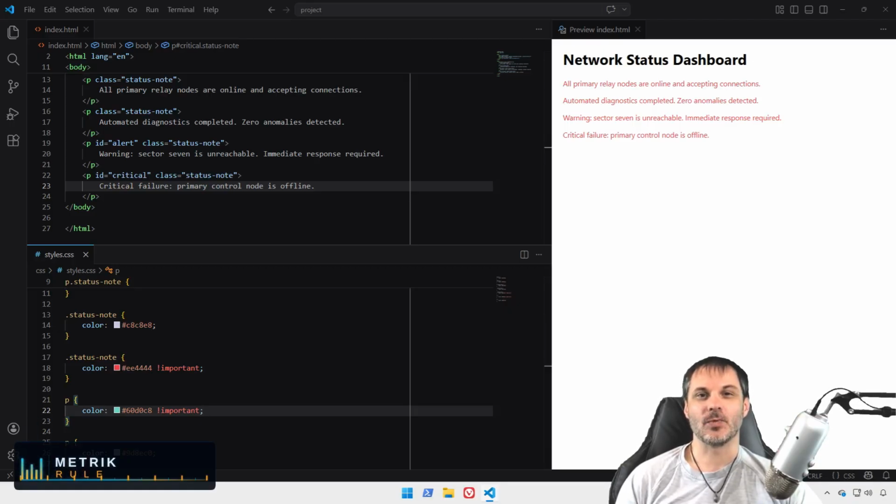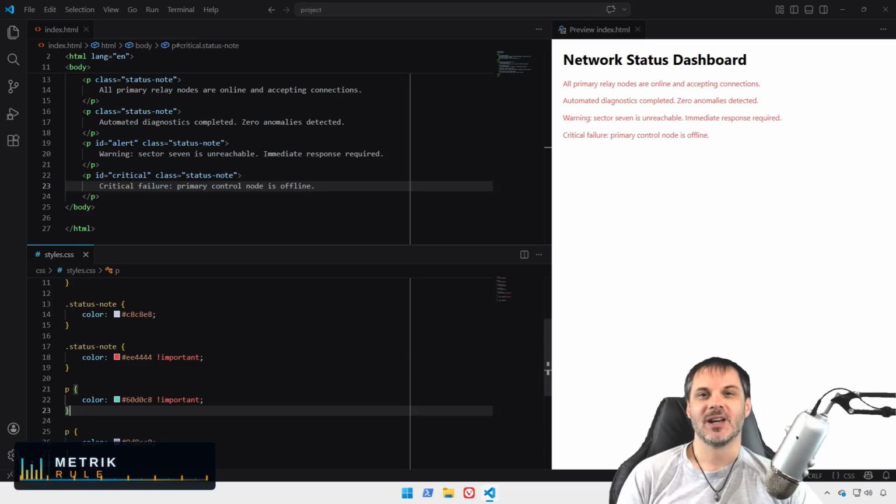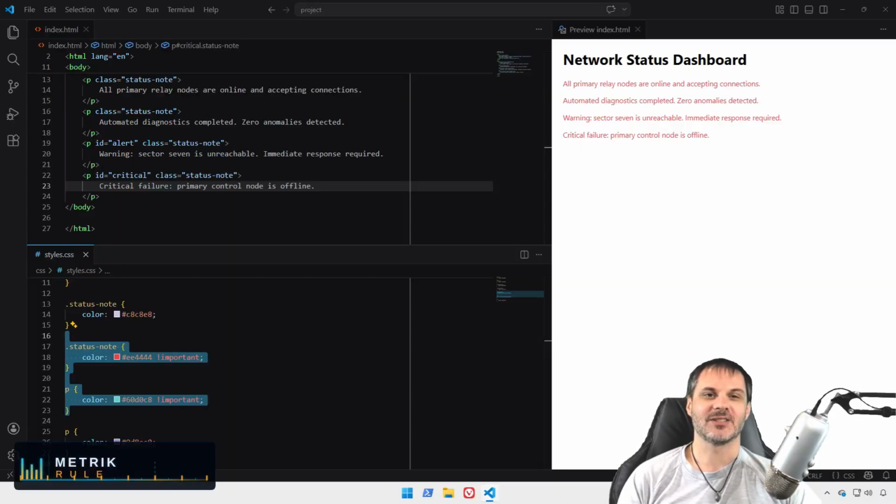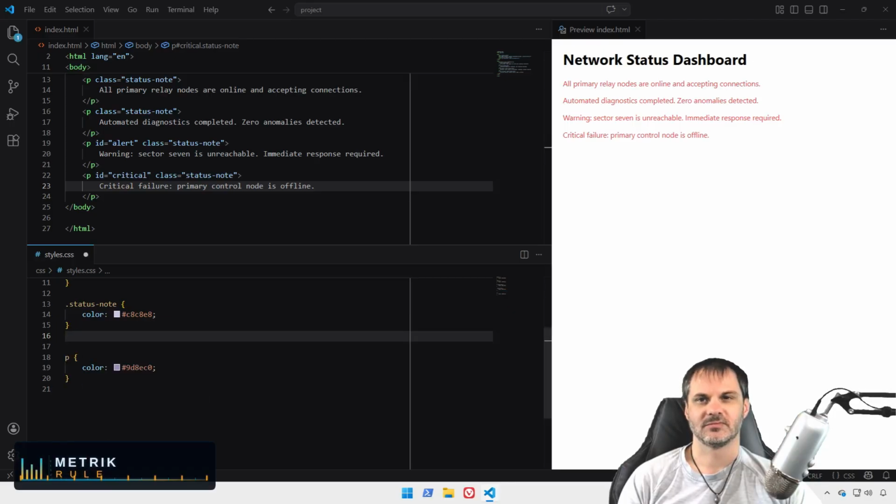Higher specificity wins, then source order. But now you have two parallel systems. Normal declarations compete against each other, important declarations compete against each other, an important declaration always beats any normal declaration. Wait, so I used exclamation mark important to escape the specificity system, and then I ended up right back in a specificity system, just a separate one. That is the arms race. You cannot escape the system. You can only raise the stakes, which is why exclamation mark important is a last resort, not a solution.